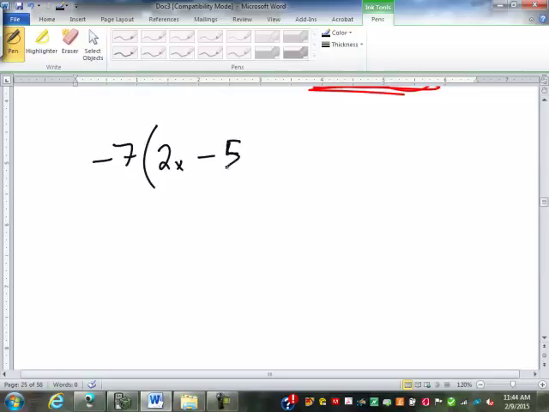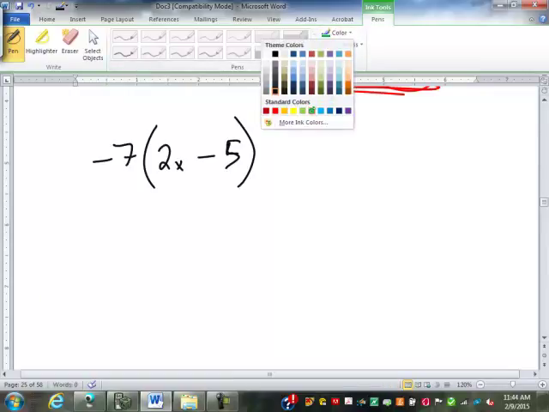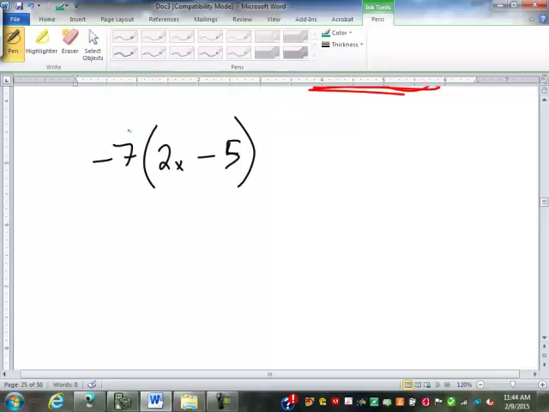So negative 7 times 2x minus 5. We're going to go ahead and distribute, since I'm sure most of you have seen that. So it's a negative 7 that we're multiplying by. We have negative 7 times 2x. Negative 7 times 2 is negative 14. And then, of course, just the x.